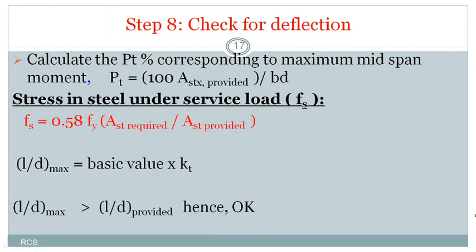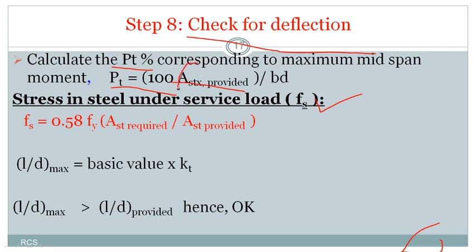So let us go for the checks. After designing all the values, we go for checks for your two-way unrestrained slab. So how do we do the check? The first check is the check for control of deflection. As usual, how we did for our restrained slab, the same thing we have to do here. By this check, we should know what is the percentage of steel and what is Fs, the stress in steel under the service load. The percentage of steel can be calculated by using the formula pt equal to 100 Ast by bd.